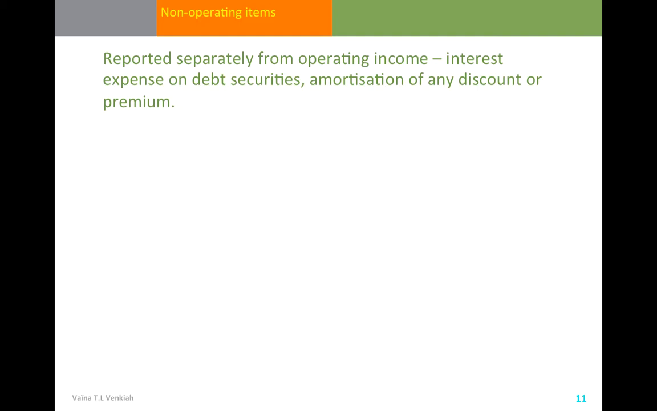And non-operating items are reported separately from the operating income, for example, interest expense on debt securities, amortization of any discount or premium.